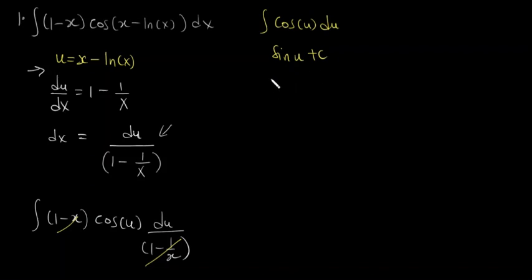But the question was given to us in terms of x, so our final answer must also be in terms of x, not u. But you know that u is equal to x minus the natural log of x. So let's bring it back here. We're going to have our final answer to be sine of x minus ln x, plus c. This will be our final answer. It is very, very simple and easy to deal with. Let's take the next example.